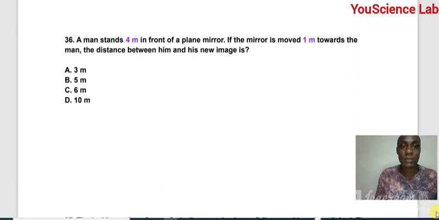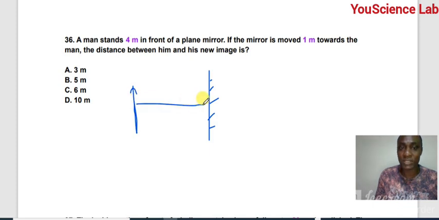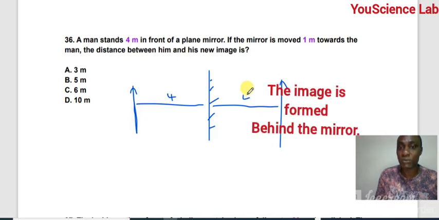Okay, next. A man stands 4 meters in front of a plane mirror. If the mirror is moved 1 meter towards the man, the distance between him and his new image is... Now let me just illustrate this. This is a plane mirror. Okay, one side is silvered. A man stands 4 meters in front of it. An image will be formed 4 meters behind the mirror, which is erect and laterally inverted.